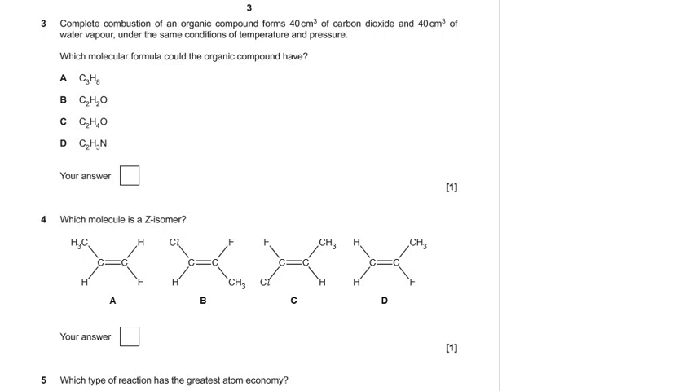So if we've got 40 centimeters cubed of carbon dioxide and 40 centimeters cubed of water vapor, that must mean that they are existing in a 1:1 ratio of H2O to CO2. Now, if we look at this in a bit more detail, we should be able to see that this is actually a 2:1 ratio from the hydrogens to the carbons. So what we're looking for is a molecule that has a 2:1 ratio of hydrogens to carbons, and we should hopefully be able to see that that is C2H4O.